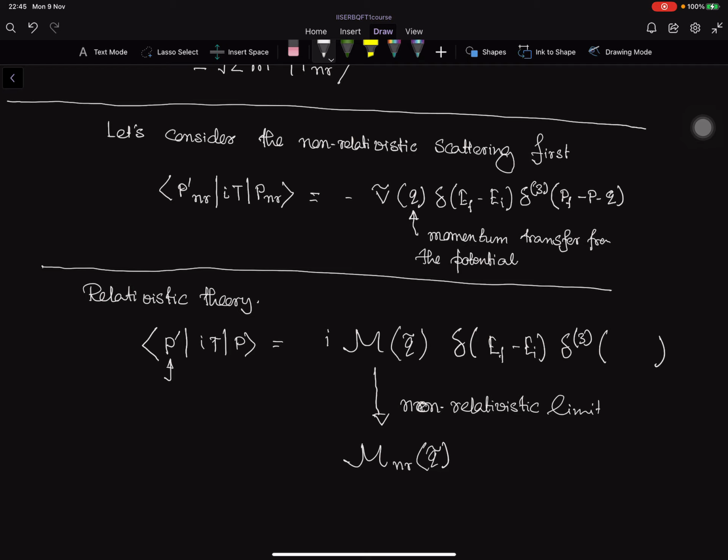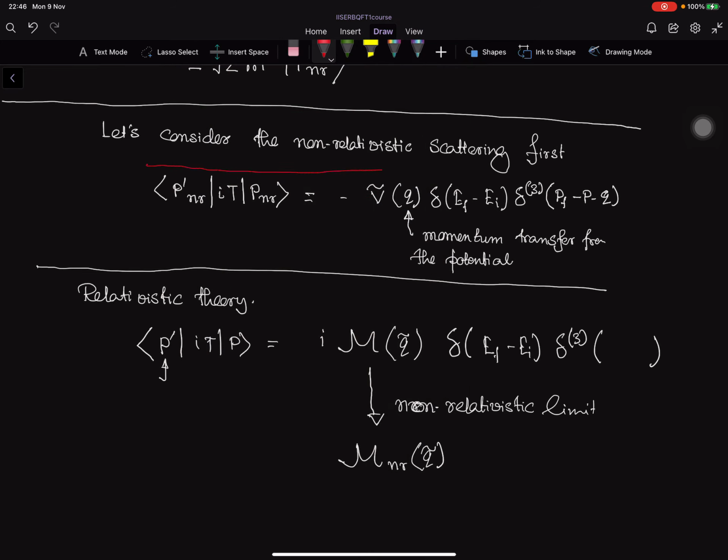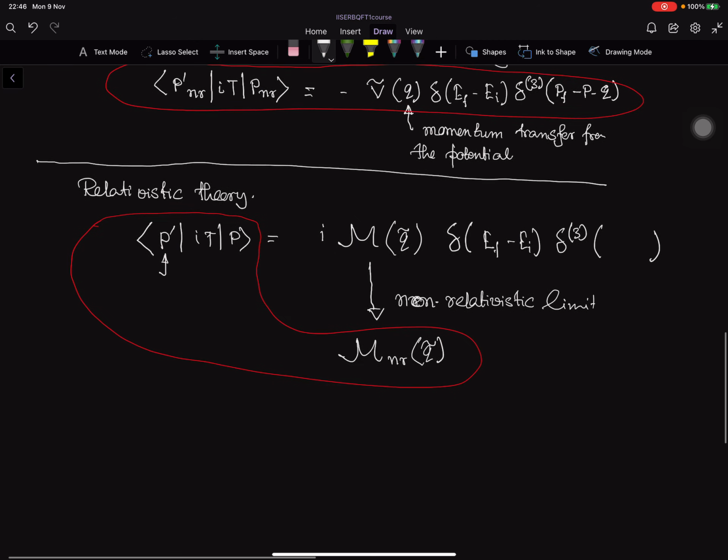Okay, then comparing this formula with this formula, along with the non-relativistic normalization of states, it basically becomes that the V tilde of q is the same as minus the non-relativistic limit of the relativistic scattering over m_phi m_chi. Okay, so this is a very important formula.